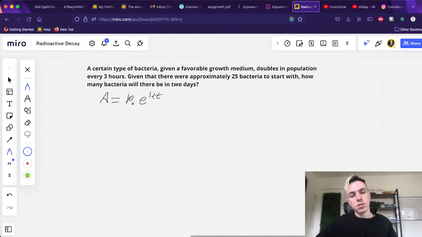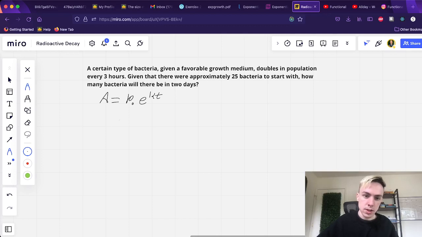Now, we could technically calculate this just by doubling the 25 bacteria about 16 times, something like that, because it's doubling every 3 hours over 2 days. But we can figure this out easily using mathematics.